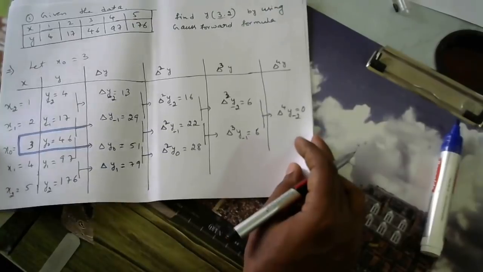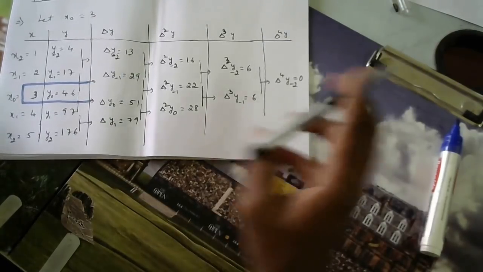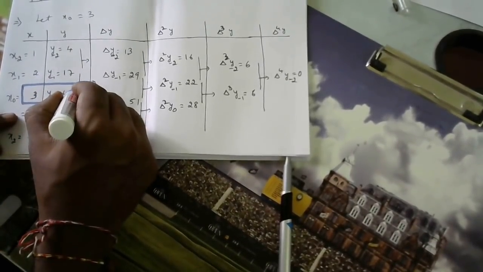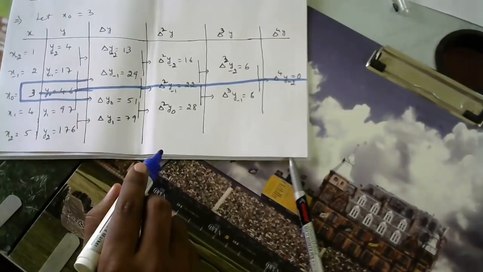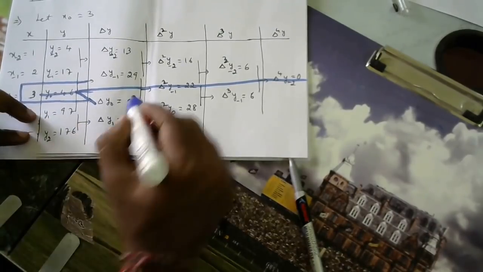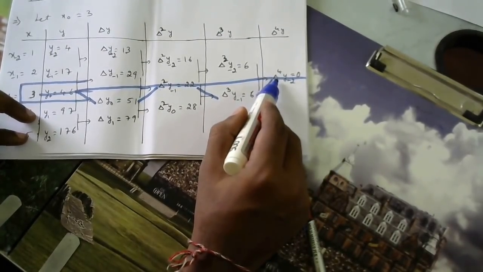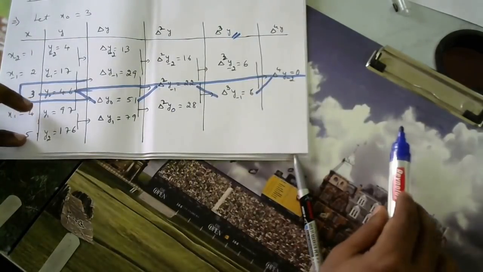Now you have to write the formula. First write on the central line. In the central line you will get the even differences. Gauss forward means we take the differences below the center line. We would go up to delta to the power of 4 y, but that is 0, so we write up to the delta cube y term.